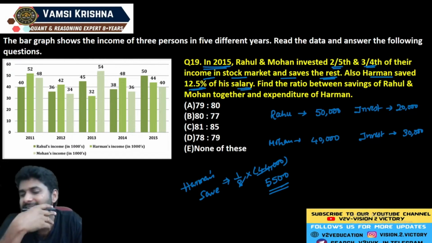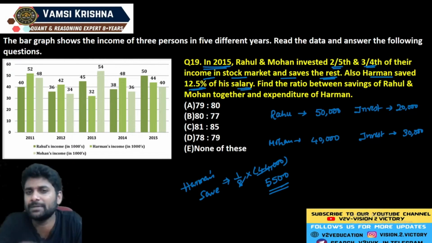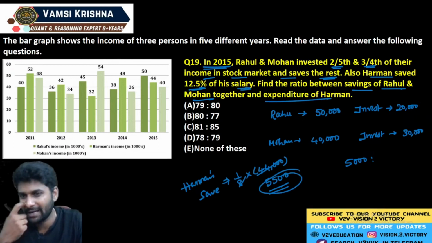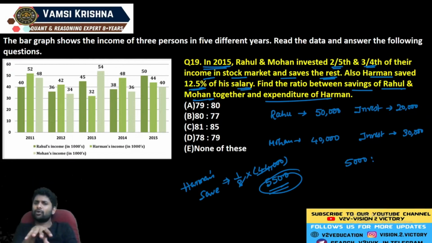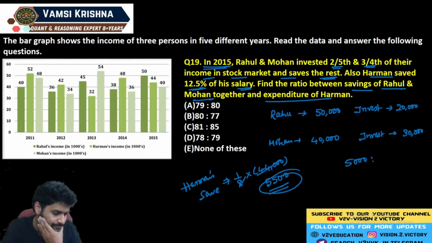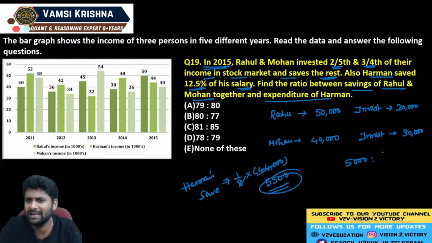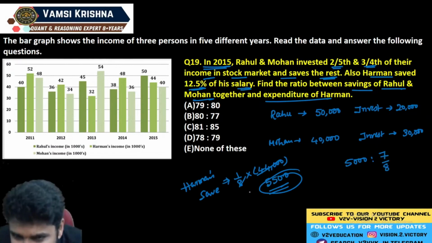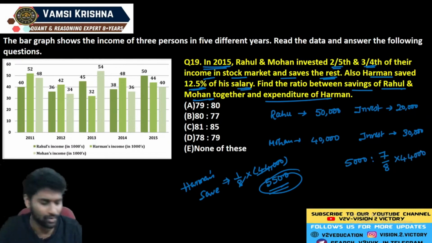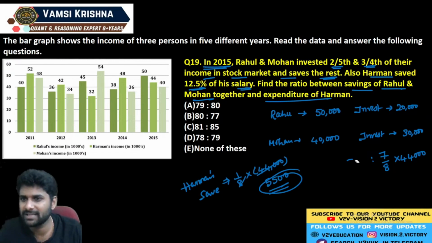Guys, be faster in the calculation and you should learn how to convert percentages into fractions. Another question here. What is the ratio between savings of Rahul and Mohan together? And what is the expenditure of Harman? See, savings is 5,500. So what about the expenditure? It means 44,000 minus 5,500. That gives the difference, guys. Hope it's clear. Otherwise, guys, if you feel it's difficult, let us take it this way. His savings is 1 by 8. Definitely expenditure is 7 by 8 of 44,000. You can take it this way also.